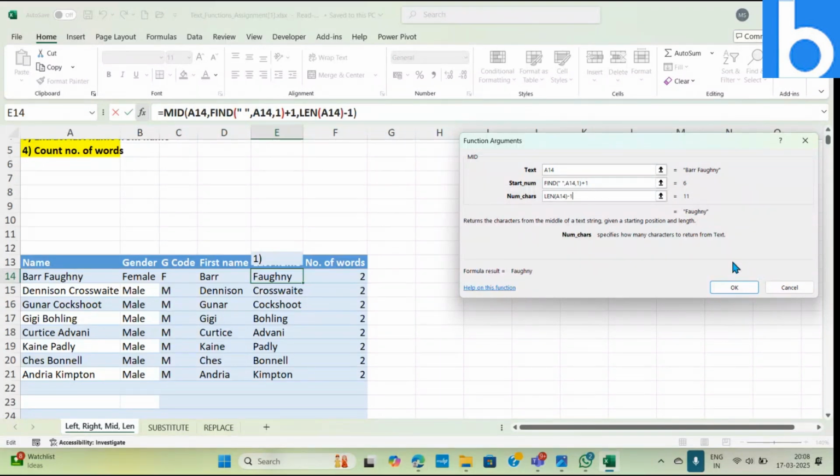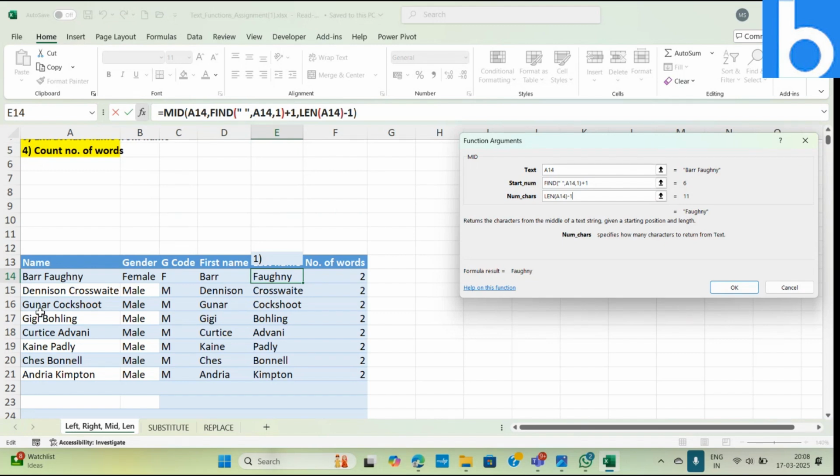No need to talk more. Number of characters: over here you have the total length, which is how much? Barr is 4, then 1 for the space, and Fogny is 7. 5 and 7 is 12. Correct? So 12 minus the space position, which is 5. You are going to use it in the right function.